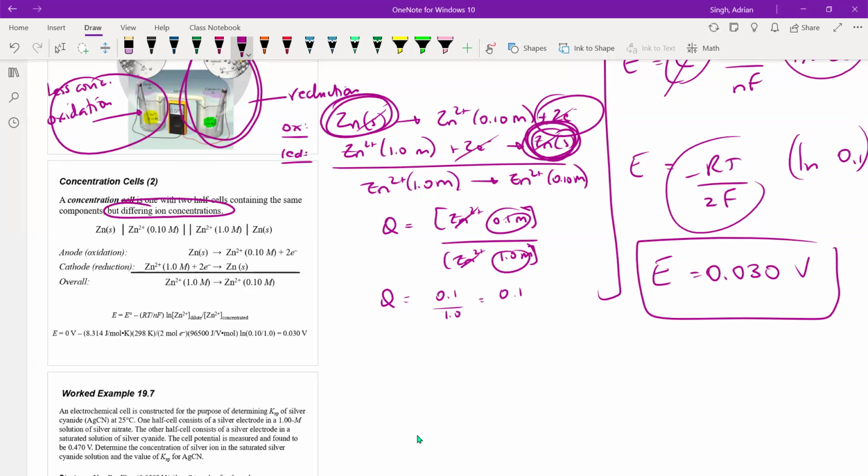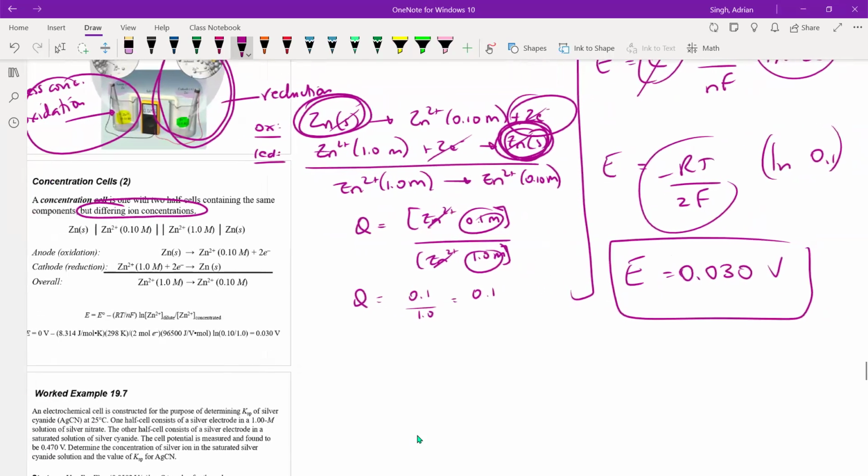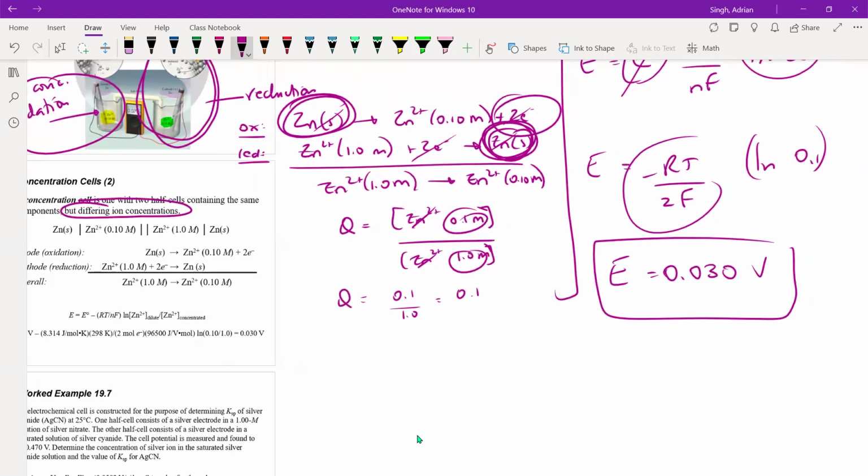Okay, so this is how you would calculate the voltage of a concentration cell. You need to identify what the concentrations are, and then the more dilute concentration is going to be the numerator. That's going to be the product side. The more concentrated one is going to be the reactant side, the denominator. We stick it into our Q expression, and then we just solve for E.